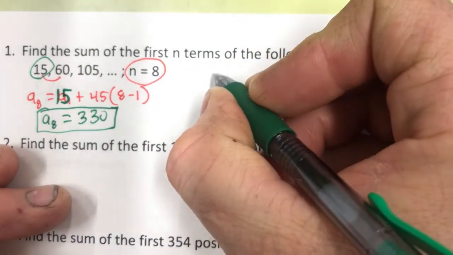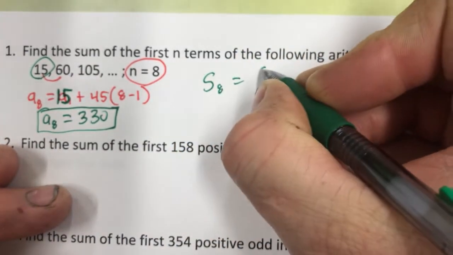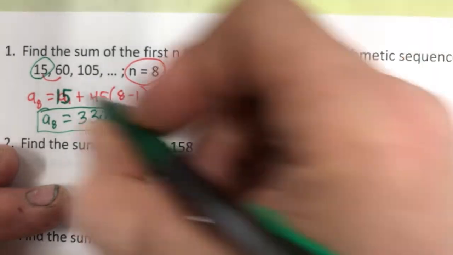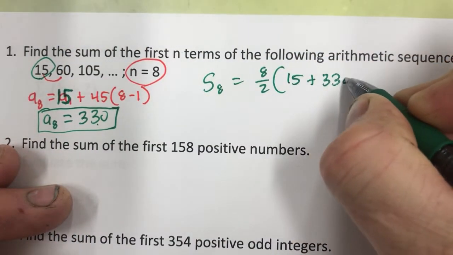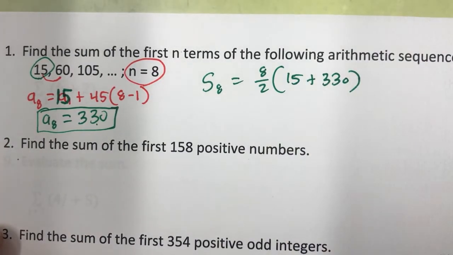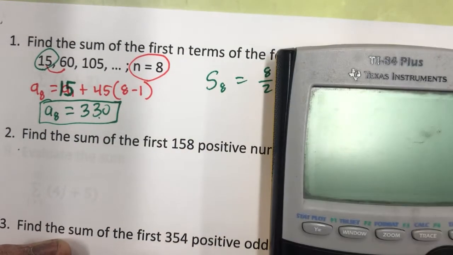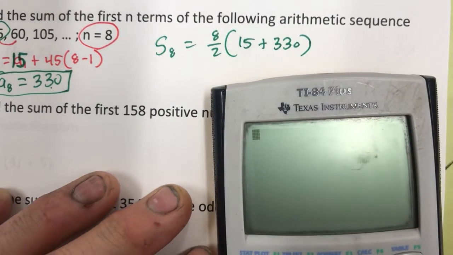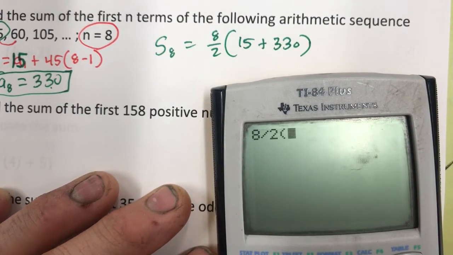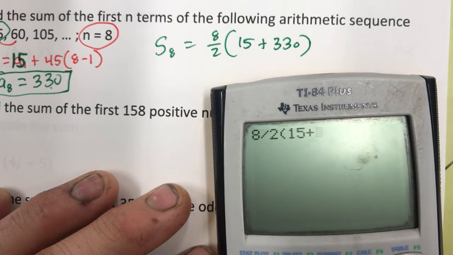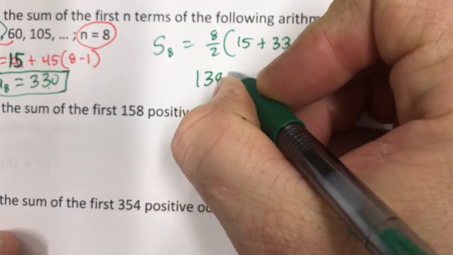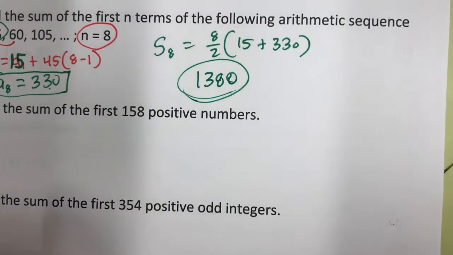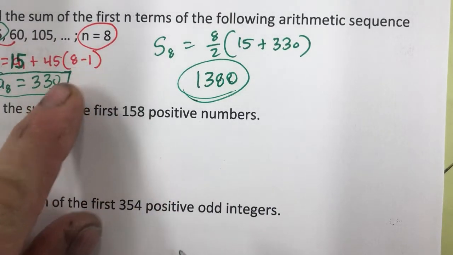All right, so now I can find the sum of these 8 numbers. It is going to be 8 divided by 2 times the first number, which is 15, plus the 8th number, which we just figured out was 330. And then I can just type this in. So, 8 divided by 2 times 15 plus 330 comes out to be 1380. And there's the sum of this series. That's the sum of the first 8 numbers of this sequence.